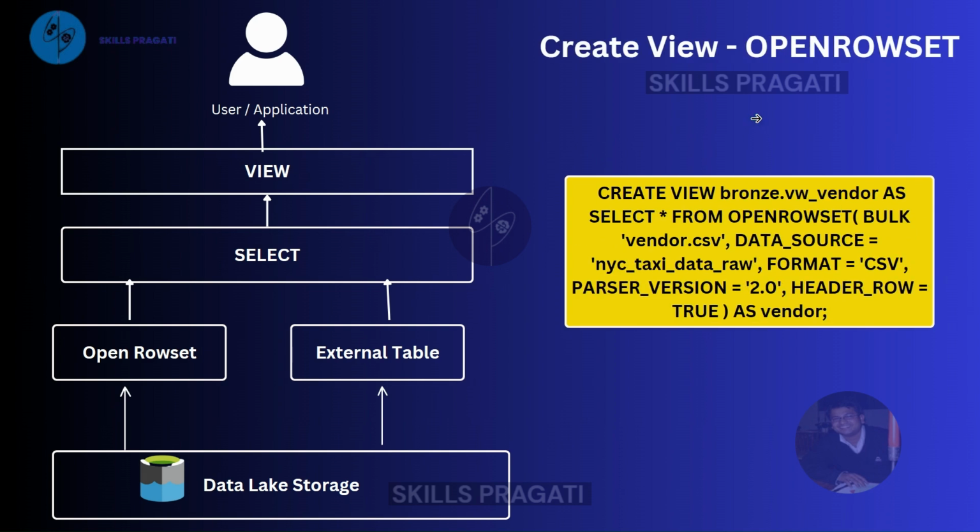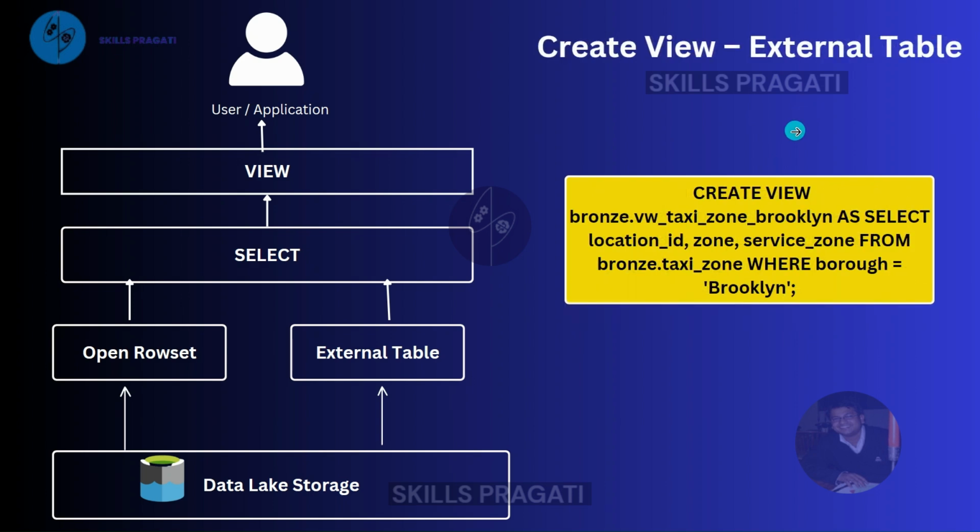Let's see an example that uses the OPENROWSET function in the select statement. As you can see, we are selecting data from a vendor CSV file using the OPENROWSET function and then creating a view on top of that in our bronze layer. Let's now take a look at a view on a selection from an external table. Here the view is selecting data from the taxi zone external table in our bronze layer. As you can see, we are only selecting a subset of columns, as well as we filtered the data to contain only one borough, which is Brooklyn.